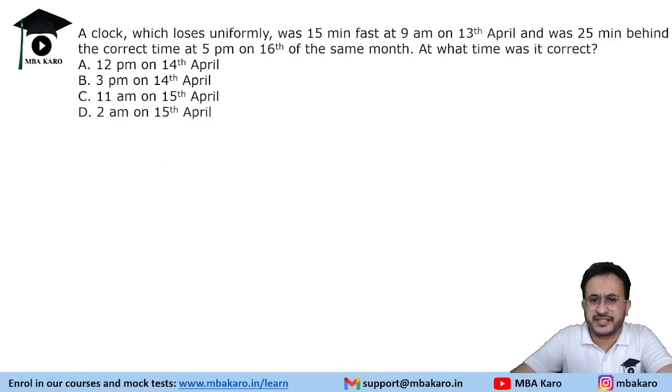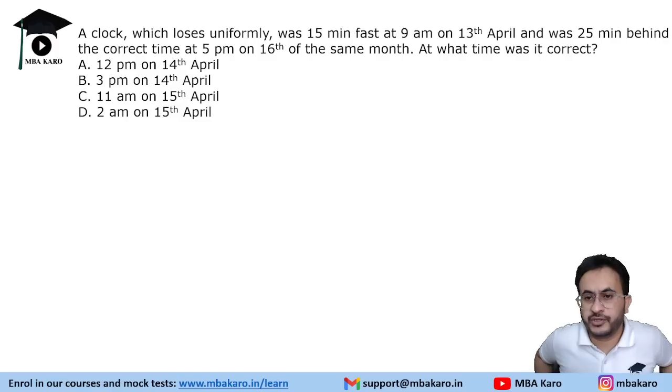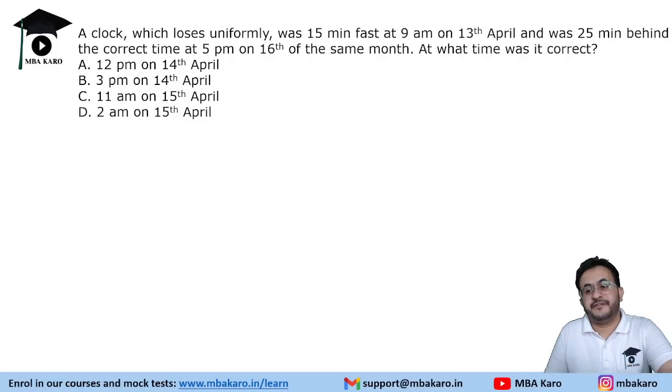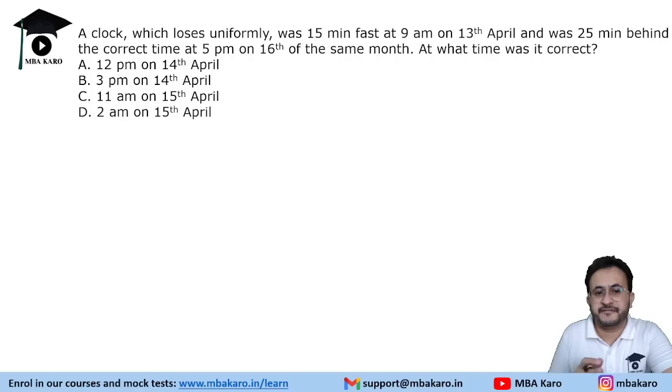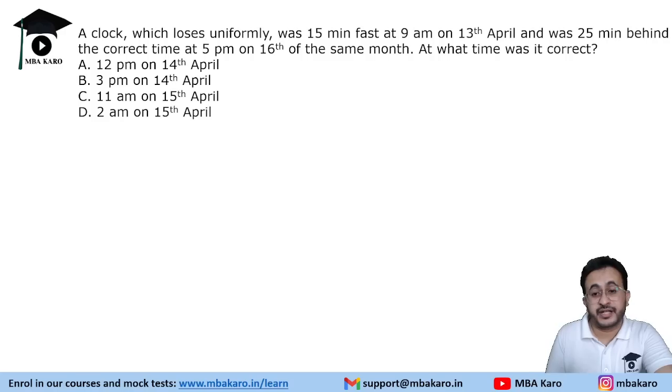Let us take another example of this so that you get a hold of this concept, that when will it show the correct time. Okay, so it says a clock which loses uniformly was 15 minutes fast at 9 a.m. on 13th April and was 25 minutes behind the correct time at 5 p.m. on 16th of the same month. Okay, same month means April only. At what time was it correct?